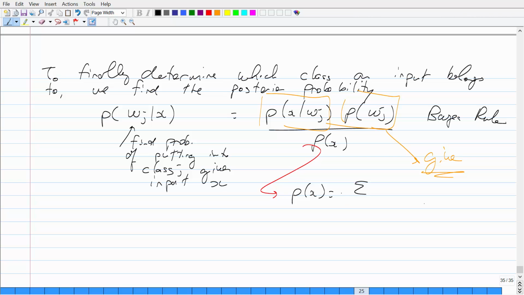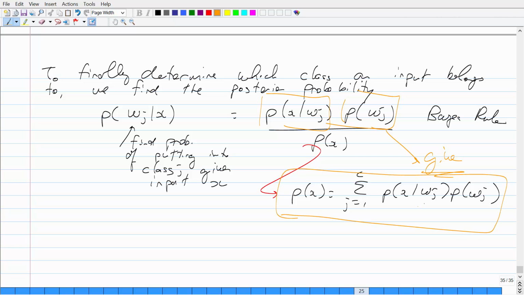So this is a sum over J from 1 to C, where C is the number of classes. And this is all given as well. So this and this are given. Then all you have to do is compute this for the first class, compute this for the second class, and see which one of them is larger. If the probability of classifying the input into class 1 is larger than class 2, then you put it into class 1. So it's a balance of probabilities. You choose whichever one is the more likely case.